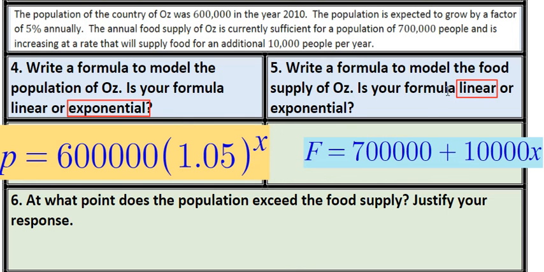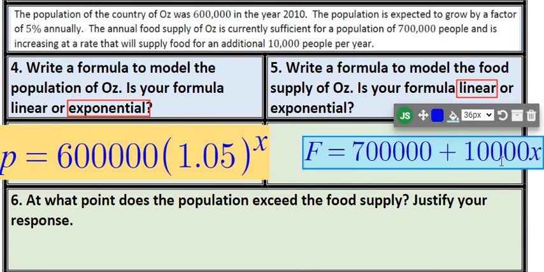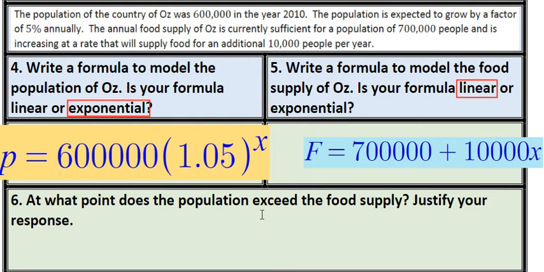When we look at the food supply, we do 700,000 plus 10,000 times x. And this equation is linear. So what we want to know is at what point does the population exceed the food supply, and justify your response. So here, I'm going to go to my TI-Nspire graphing calculator.